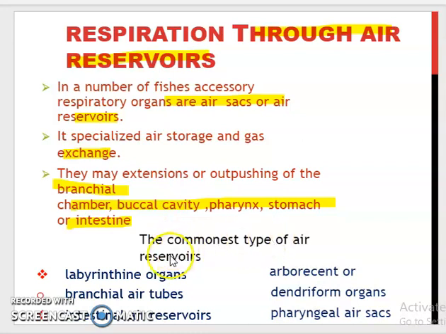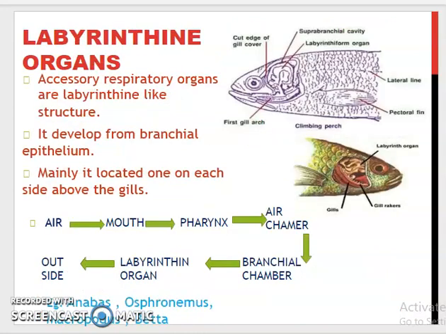There are different types of air reservoirs present in these fishes. The labyrinthine organ is the first one, then branchial air tubes, intestinal air reservoirs, arborescent or dendriform organs, and pharyngeal air sacs. So these are the different types of air sacs and modified structures for aerial respiration in fishes. Let's see them one by one. First is the labyrinthine organ.